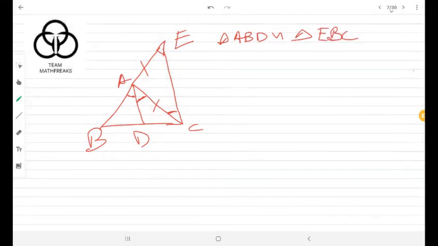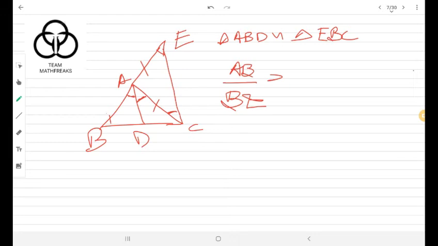Now what are we getting? We are getting triangle ABD similar to triangle EBC. So this is very simple. This line is parallel, this angle equal, this angle also equal, two angles are equal. So what are we getting from these points? We are getting that AB by BE equals, this is a property of similar triangles.